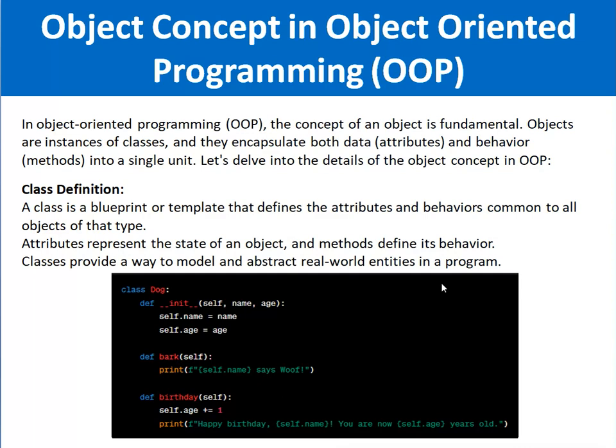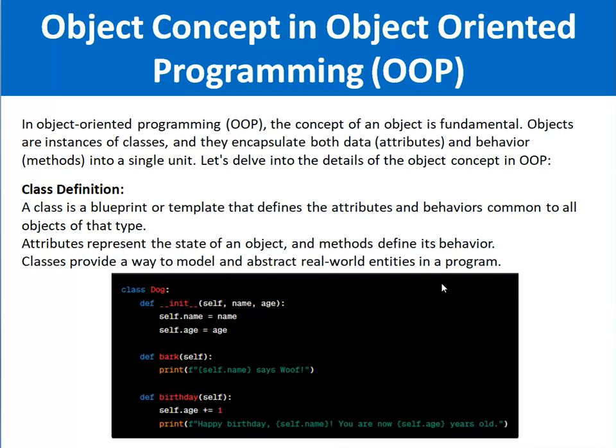Friend, object is a very fundamental concept in object oriented programming, especially if you are a person who is willing to start your career as a programmer and you want to understand the basic concepts of programming. So the basic and very important concept in programming is object. Now what is object? Basically, an object is an instance of a class.